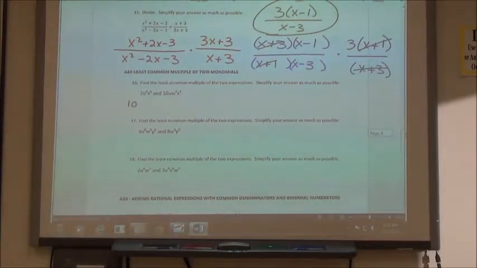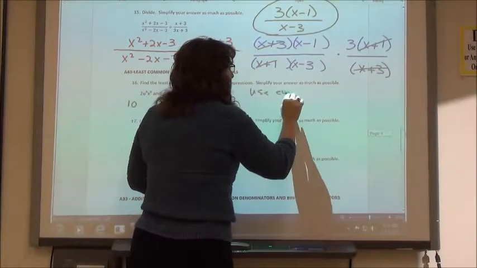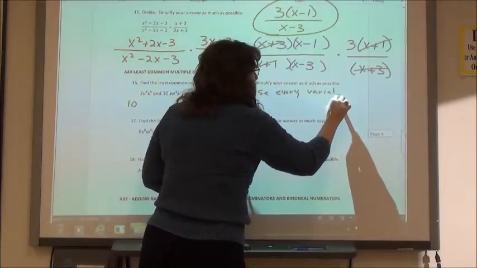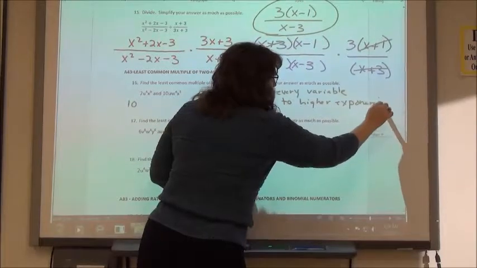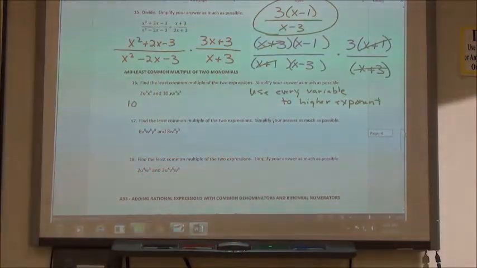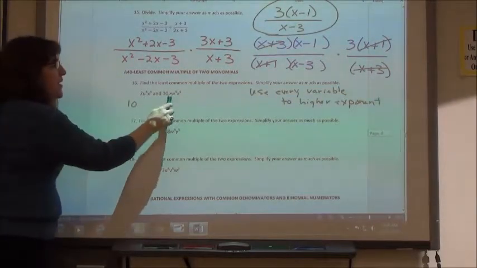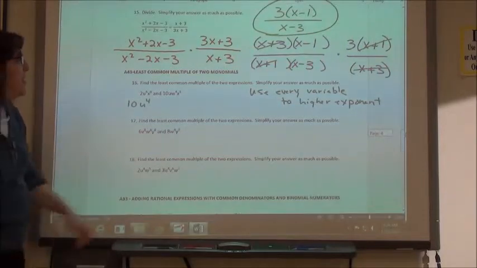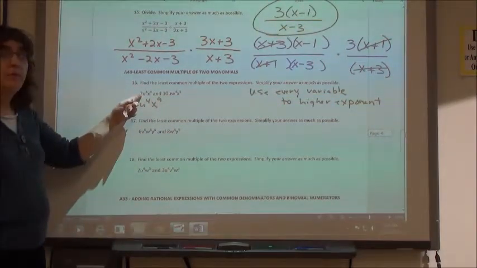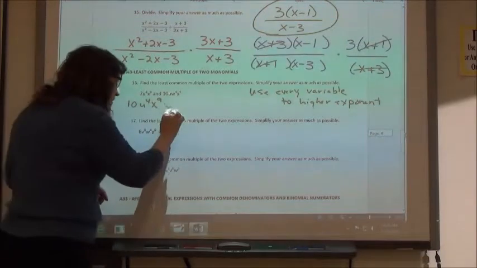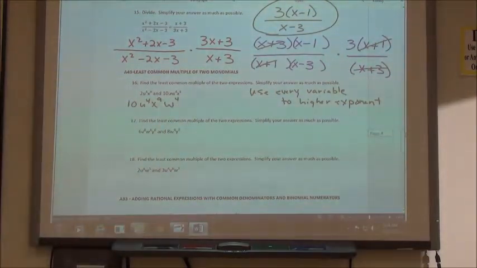With our variables, we're going to use every variable to the higher exponent. Factors, we use the smaller one. Multiples, we use the bigger one. So, I have a u to the fourth and I have a u. Well, u to the fourth is the bigger one. I have an x to the ninth and an x to the fifth. X to the ninth is the bigger one. I don't have any w's here, but I have a w to the fourth here. 4 is bigger than 0. So I'm going to have 10 u to the fourth, x to the ninth, and w to the fourth. Again, the order of your variables really doesn't matter. You can do them in whatever order you want to put them down.